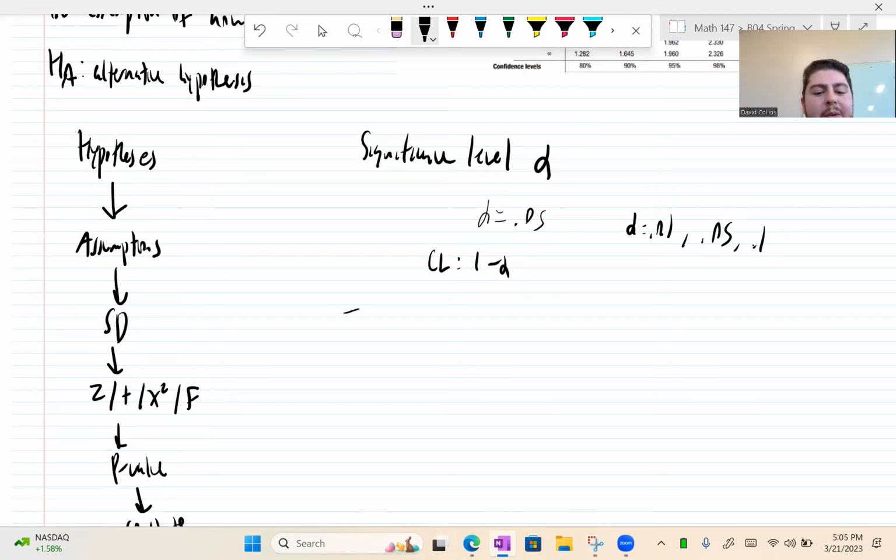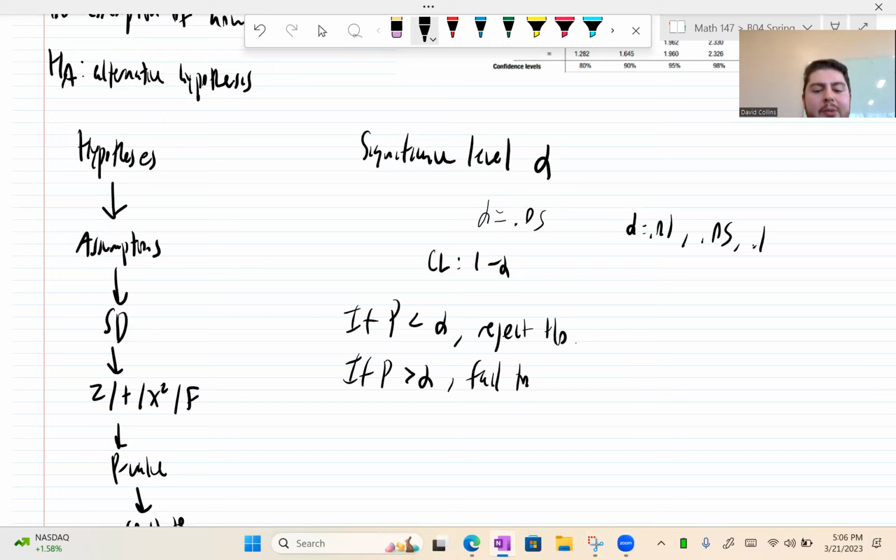If your p-value is less than alpha, you reject the null hypothesis. And if it says interpret your hypothesis test, you just say we reject and then write out whatever the null hypothesis is, or we have evidence to reject the null hypothesis. If p is greater than alpha, you fail to reject the null hypothesis. You do not accept the null hypothesis. There's a subtle difference there.